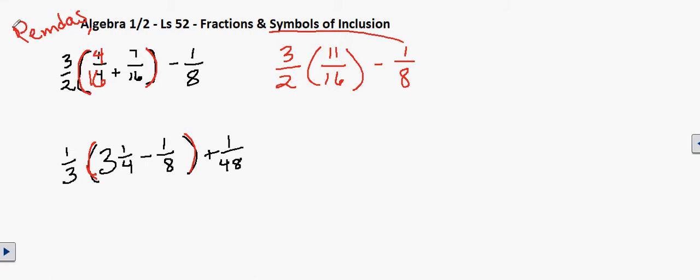Next, we covered the P. We don't have exponents. Next is multiply. Before we multiply, what do we always look for? If we can cancel across it all. I don't see a way to cancel. Therefore, 3 times 11 is 33 over 32. Now I have my final 1/8.